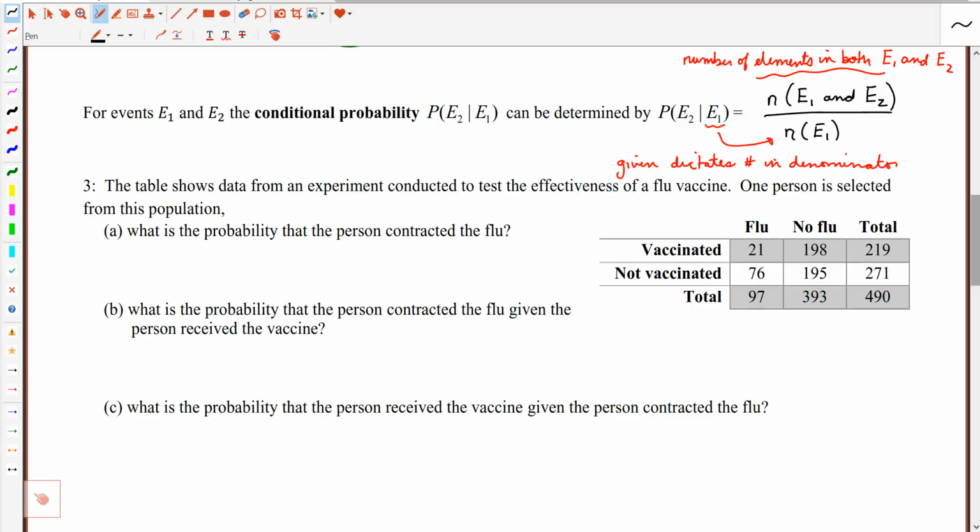In this next example, let's take a look at pulling conditional probabilities from a table. So we have this table about the effectiveness of a flu vaccine, and we're going to select one person from the population. The first one we're going to find is what is the probability that the person contracted the flu. The way this is worded is that we are looking at everybody. We're not given any additional information about the person, who they came from, anything like that. So out of the 490 total people in this table, how many of them satisfied the criteria of having the flu? That would be 97 of them.